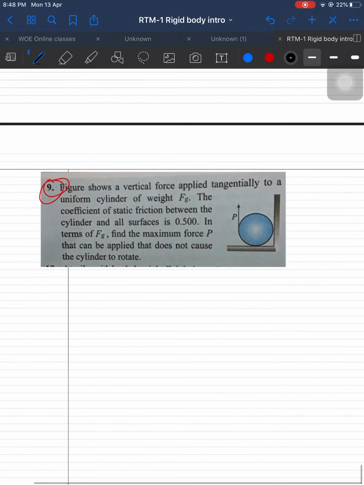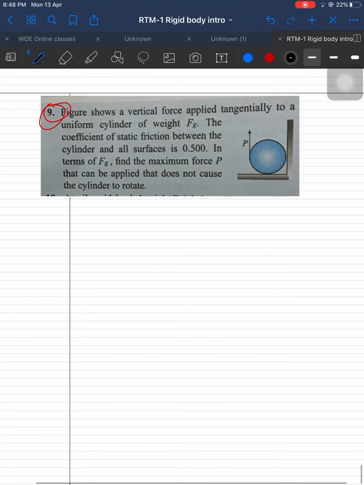That's all, mu into N1. If you do all of it, you will get it. Let's do the last problem.